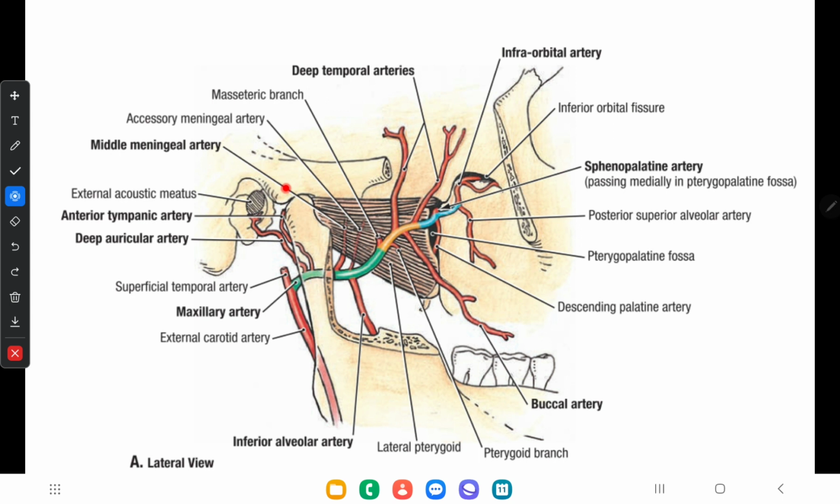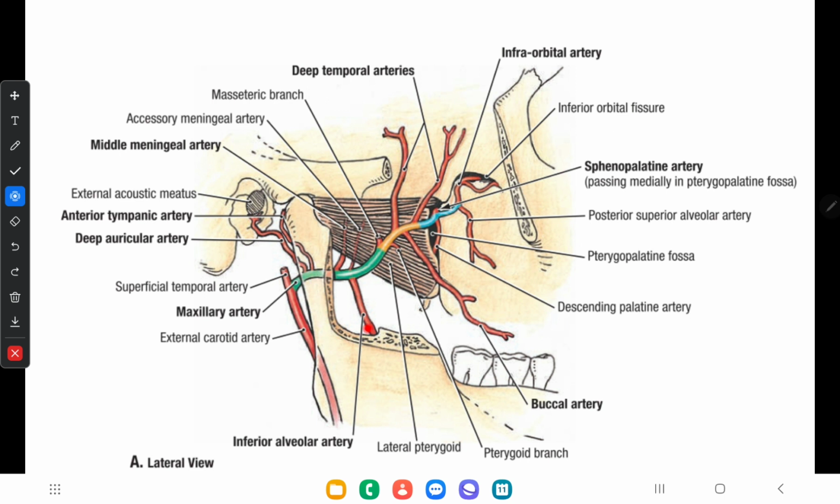Then the accessory meningeal artery enters into the cranium through the foramen ovale and supplies the dura mater.